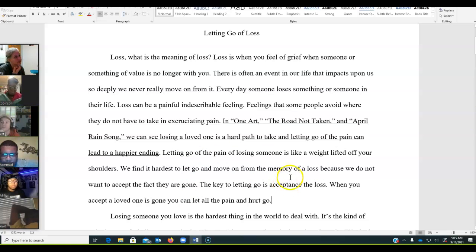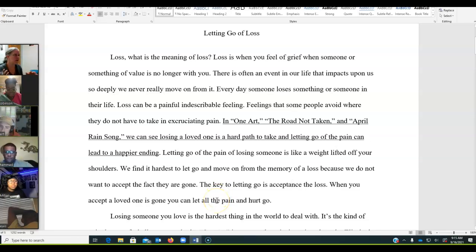are teaching us. In One Art, she's showing us that we find it hardest to let go and move on when it really hurts. In Road Not Taken, there's an acceptance of the loss. And in April Rain Song, they thought also that the key to letting go is acceptance. So they're kind of mimicking a little bit what these poems are going to show us. And they're taking a minute to predict what the poems are going to show us.